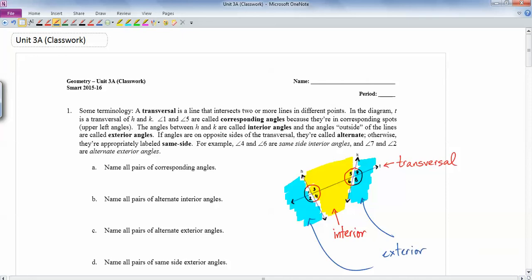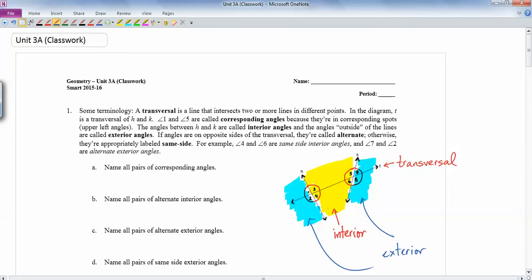Okay? And if I were to pick something like angle 1 and angle 5, I'd say those are on the same side. But if I picked angle 1 and angle 8, then I'd say they're on alternate sides. And that's based on which side of the transversal they fall on. So if I pick something from one side of the transversal and something from the other side of the transversal, then that would be called alternate angles.